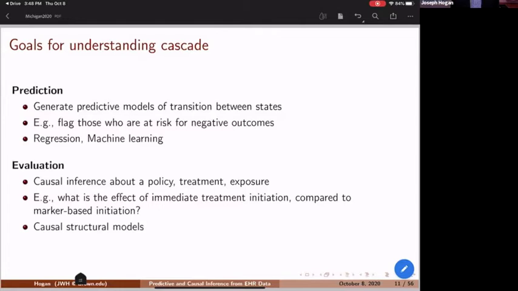What is it that causes people to drop out of care or not transition to the next state? Maybe for the purpose of flagging people who are at risk for negative outcomes and then intervening before those outcomes happen. But there's also an evaluation side, which I think of as primarily comprising causal questions. They could be inference, you know, how do we draw inference about a policy or a treatment or some kind of exposure? And so the question that I'm going to look at today is, for example, was the effect of immediate treatment initiation compared to what I'm going to call marker-based initiation, or initiation of treatment based on following a disease marker.